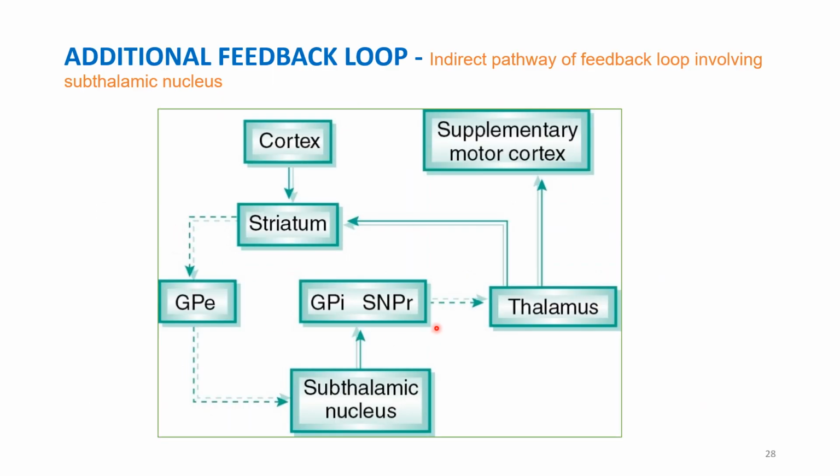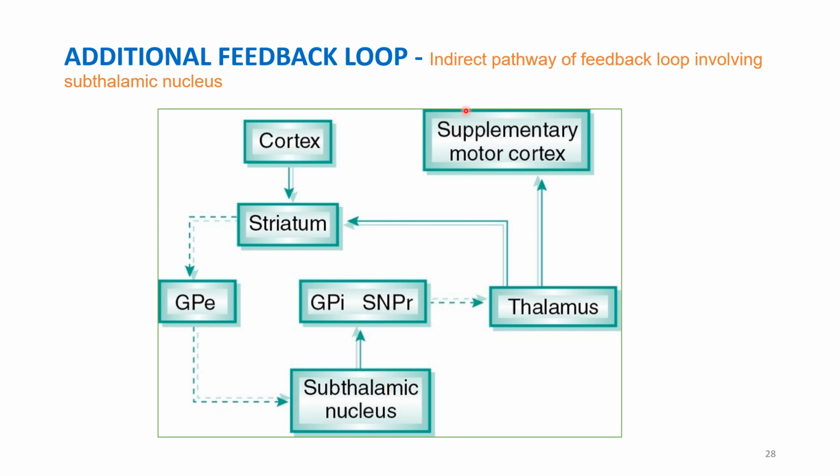Here you should remember one term called the hyperdirect pathway. So far you have seen the direct and indirect pathways. The hyperdirect pathway means the cortex is connected to the subthalamic nucleus directly. The cortex stimulates the subthalamic nucleus, which stimulates the globus pallidus internus and reticularis, which inhibit the thalamus. So it is called the hyperdirect pathway.